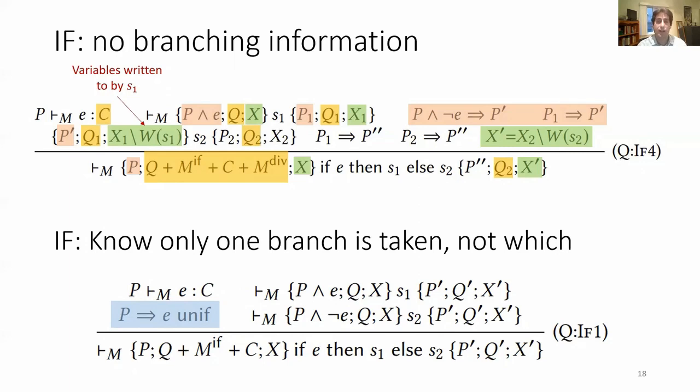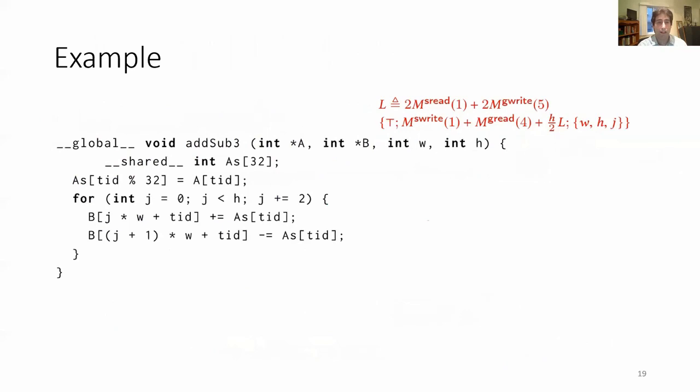So just like the standard rule for if that I showed before, weakening lets us throw away some potential if one branch ends up with more. Let's take an example program that takes an array A and a matrix B and adds A pointwise to even rows of B and subtracts it pointwise from odd rows.